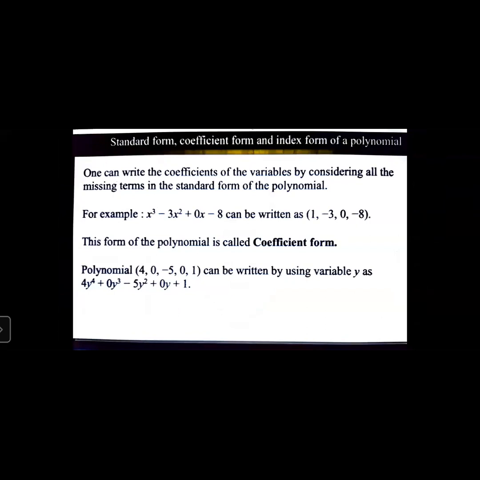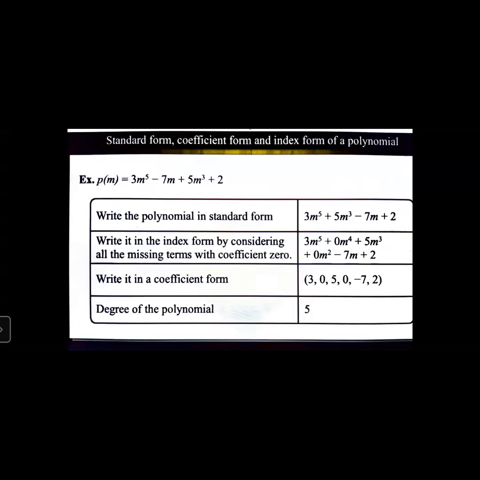And yesterday we also saw how to convert it into standard form. We have to arrange the terms in descending order. This is called the standard form of the polynomial, and the missing terms should be added along with zero. This is called the index form of the polynomial, and all the coefficients should be written in a round bracket, separated by commas. This is called the coefficient form of the polynomial. These are some terms we studied yesterday.